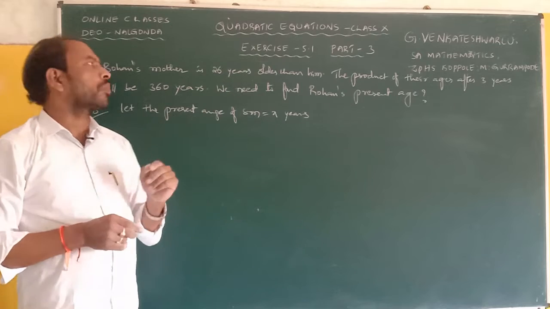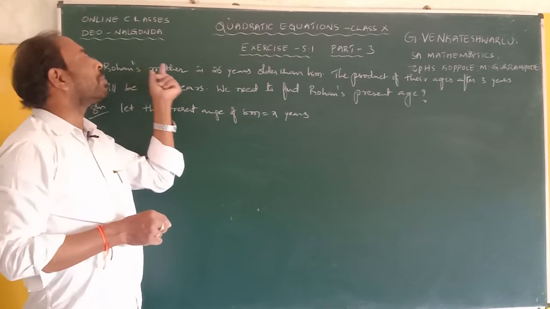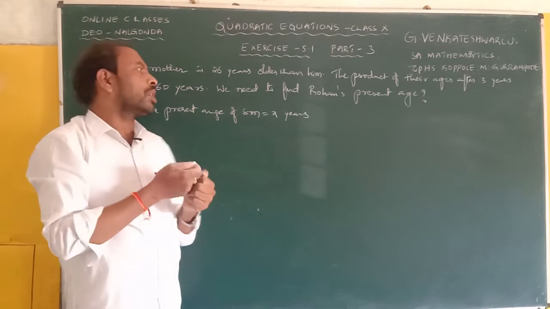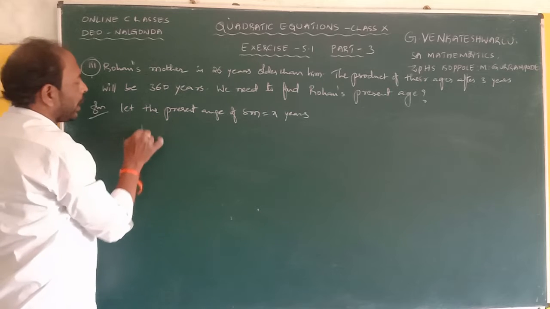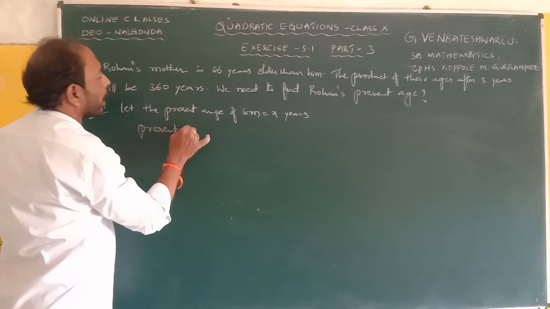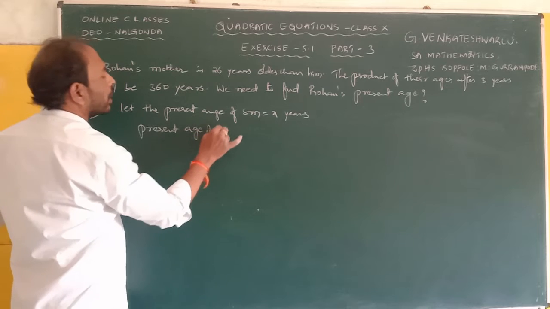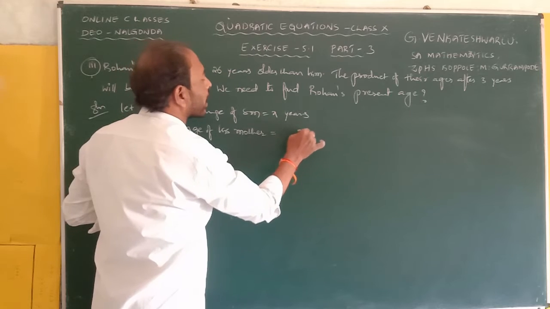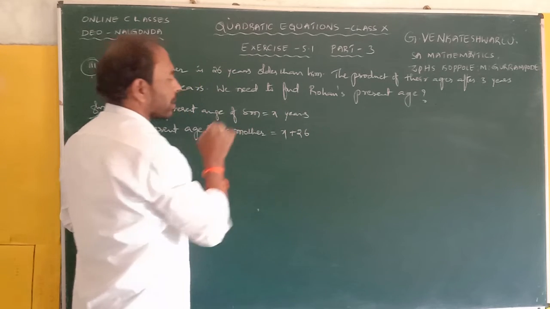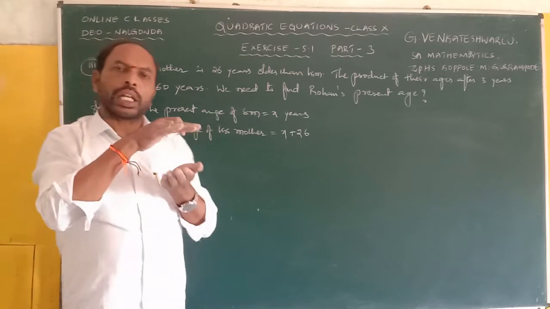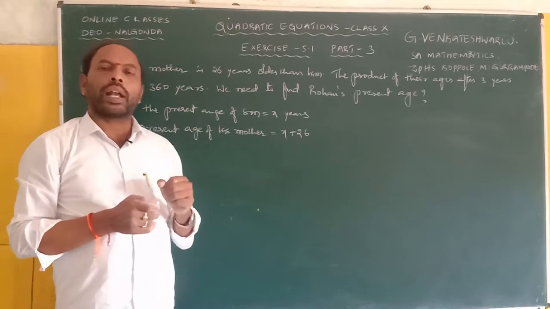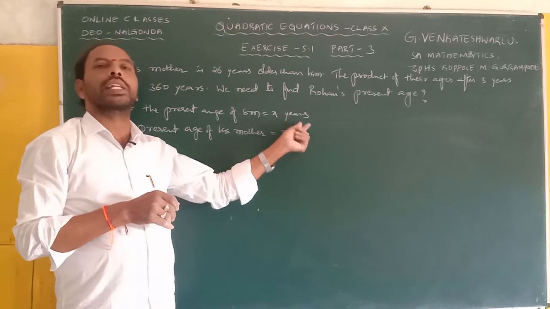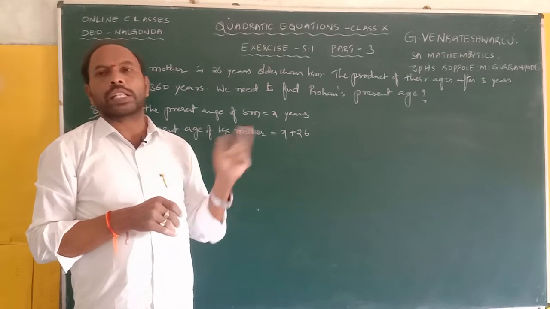According to the problem, the age of Rohan's mother is 26 years older than her son. So the present age of his mother will be 26 years more than his age, that is x plus 26. The present age of Rohan is taken as x years and the present age of his mother is taken as 26 years more than her son, x plus 26.